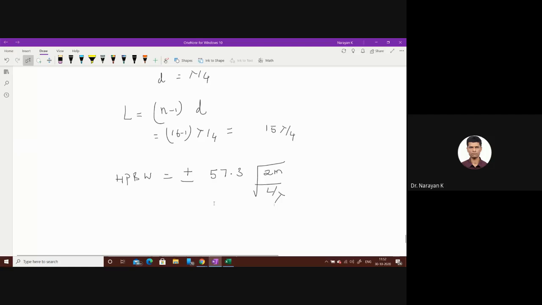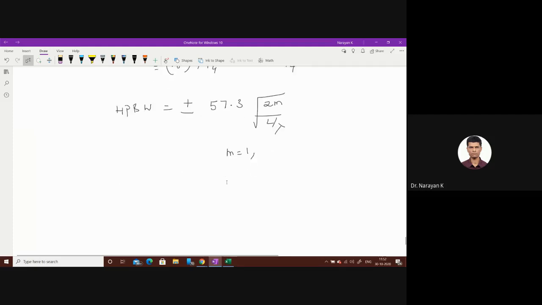Yes, sir. So next, what will be the value of m? Consider m is equal to 1. Only the first integer will be taken. Consider m is equal to 1. So what I will end up getting is plus minus 57.3 degrees divided by square root of 2m.